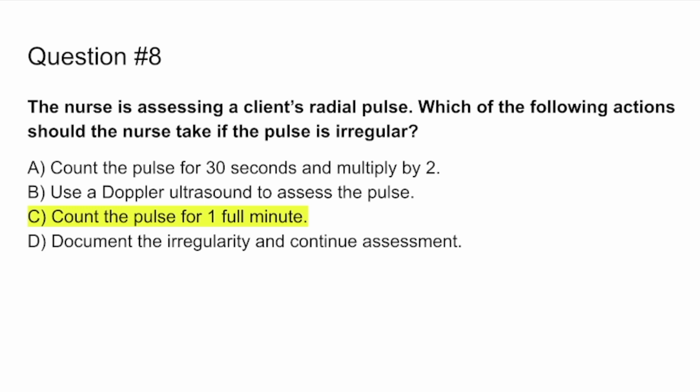So A, you do for a normal client, just count 30 seconds and multiply by 2. But C allows us to really listen to that radial pulse. So that's relevant to the question. So when you're answering these questions, some of it is having the knowledge, and then the rest of it is knowing what the question is asking you and applying those critical thinking skills, right?